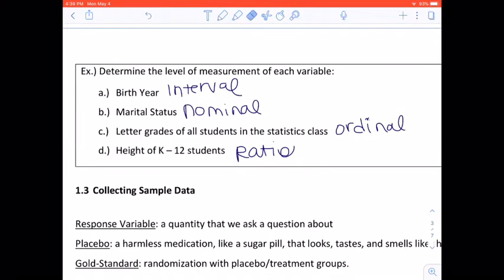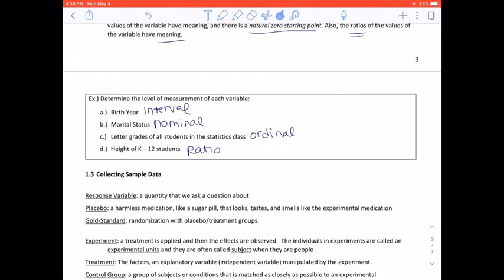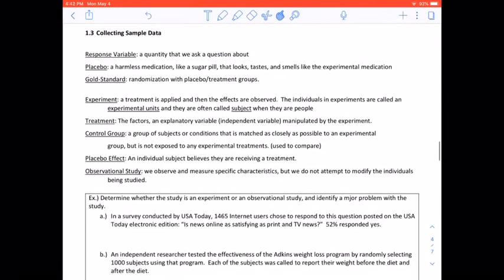So again, you're going to go through these and you're going to just ask yourself, everything starts out as nominal. Then ask yourself, can I put them in order and it makes sense? Next thing, can I subtract those values and it makes sense? Next one, can I divide those values and it makes sense?